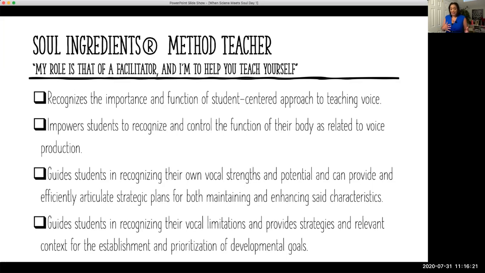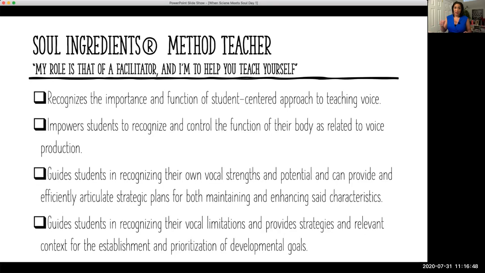We're looking at guiding students in recognizing their own limitations and provide strategies and context for prioritizing which goals need to be developed and in what order. That's important because sometimes we can perceive things, particularly based on science. And it's not that I'm saying that science is wrong, but you also have to recognize that science can be biased. As much as it can be objective, it can also be biased.